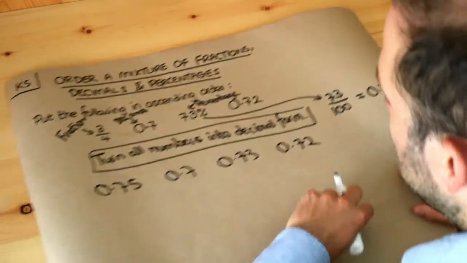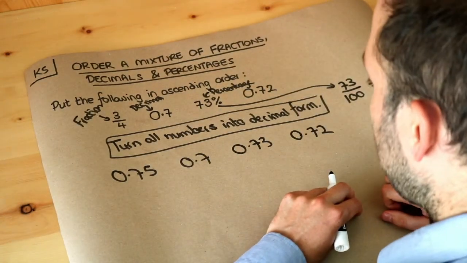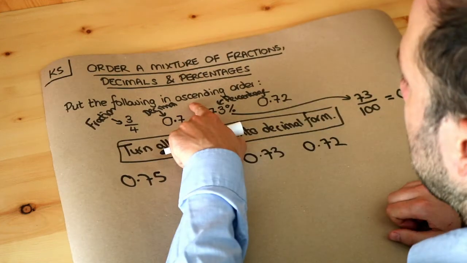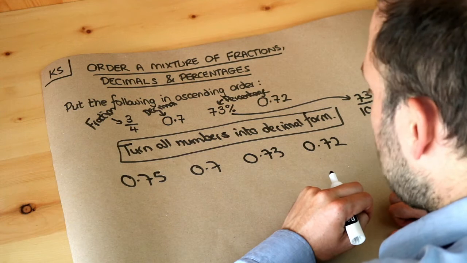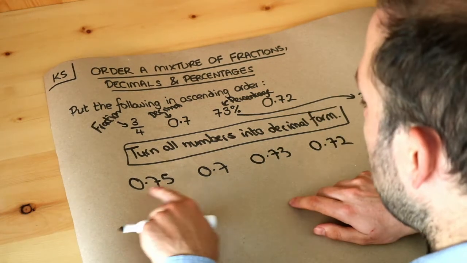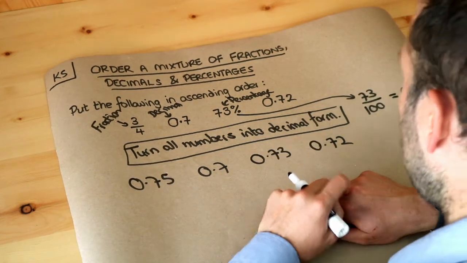So now it's much easier to compare these. We want the smallest one first because ascending means they're going up in value, increasing value. So what's the smallest one? Well, let's compare the units digit first. Well, they're all 0, so it's a draw.